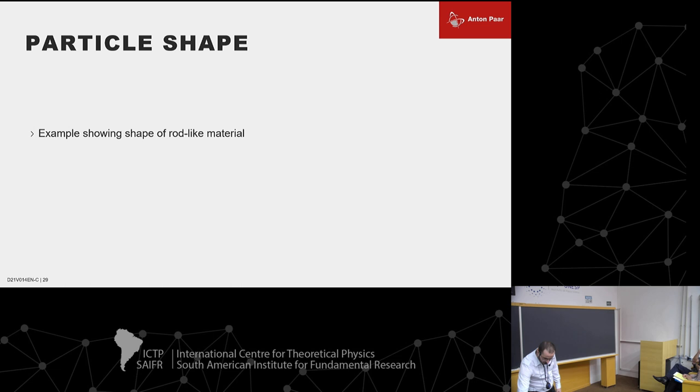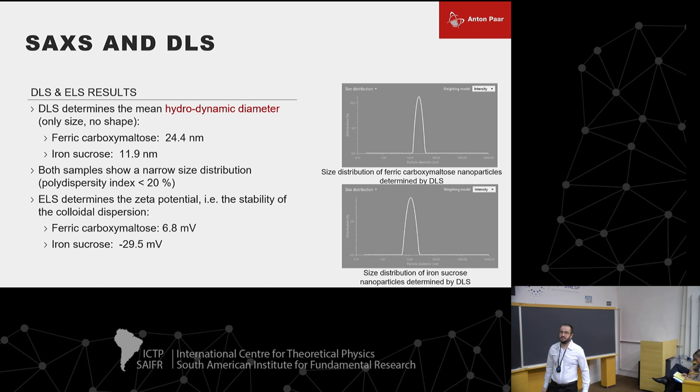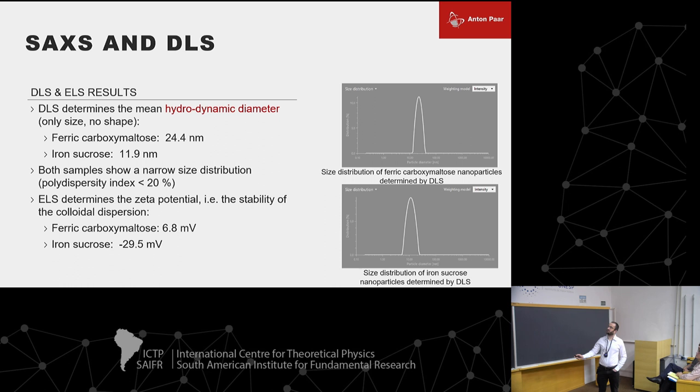Well, last but not least, we have an example showing the shape determination of rod-like material by SAXS. Here we have a few results of two different materials, ferric carboxymaltose with a hydrodynamic diameter of around 24.44 nanometers, and iron sucrose with 11.9 nanometers. This hydrodynamic diameter was determined by DLS, dynamic light scattering, a really well-established method for characterization of particle diameter. But this technique cannot determine the shape of particles. The shape of particles can, of course, be determined by SAXS results.